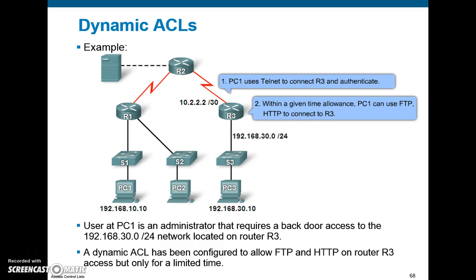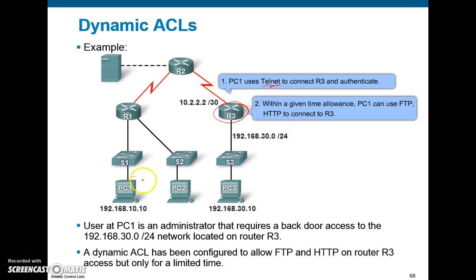Let's look at an example of a dynamic ACL. In this example, the user at PC1 wants to access PC3. By default, we do not allow PC1 to access PC3. But if this is an administrator, we allow him to pass through. How do we define whether he's an administrator or not? We use telnet for them to authenticate to R3.